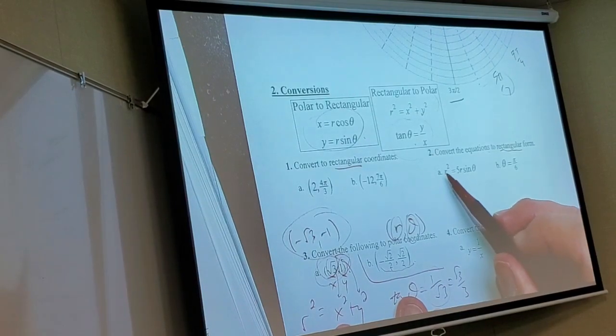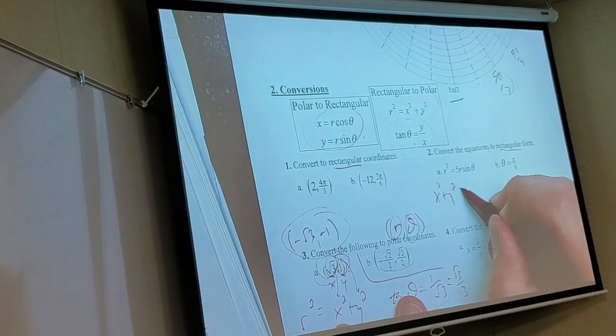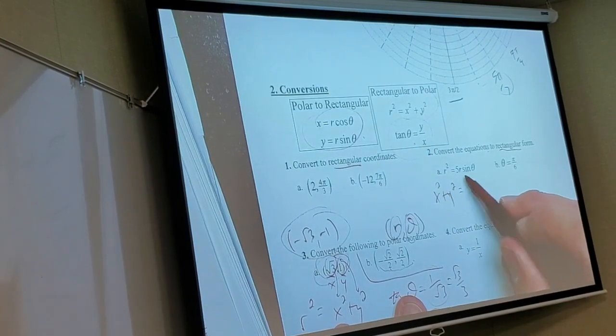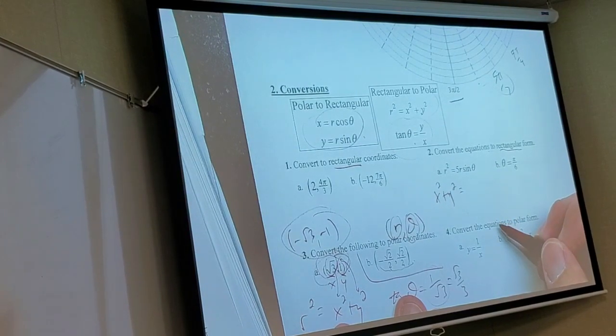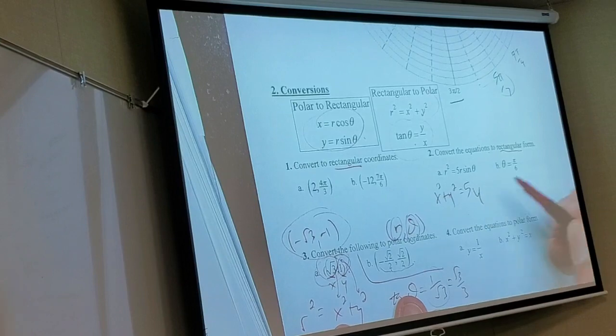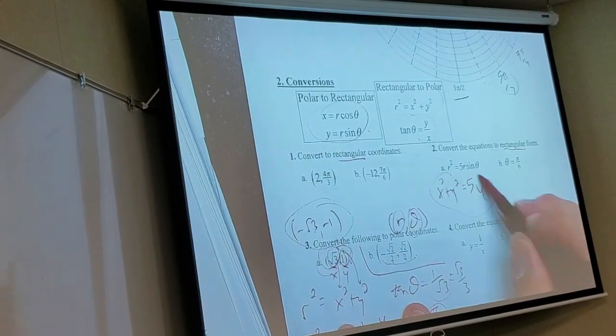What's r squared? X squared plus y squared. So I can immediately replace that with that. Do you see anything here that's familiar? R sine theta is y. Done. I'm done. Anyone know what that's an equation of?